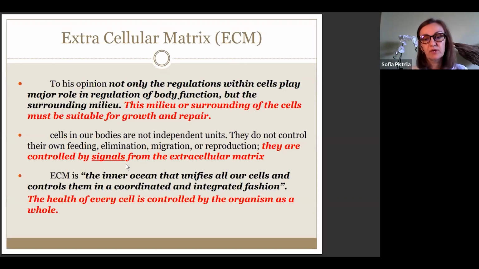In his opinion, not only the regulation within the cell plays a role in regulation of the whole body's functions, but also the regulation coming from the surrounding milieu. The milieu surrounding the cells must be suitable for growth and repair. And the repair mechanism is very important, maybe more important than the growth. Cells in the body are not independent. They're controlled by the signaling from the extracellular matrix. It's very interesting. I wrote in another slide that extracellular matrix is signaling electrically, with hormones, with all kinds of chemicals to the cell, and the cell knows what to do because of that signaling from the extracellular matrix.